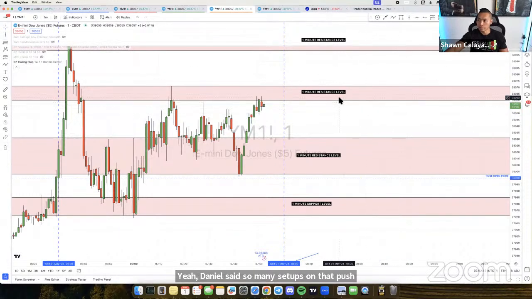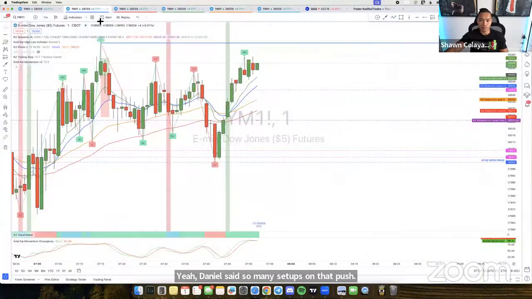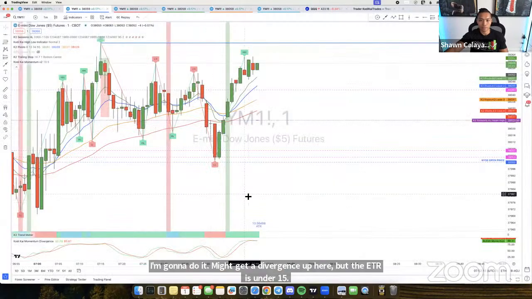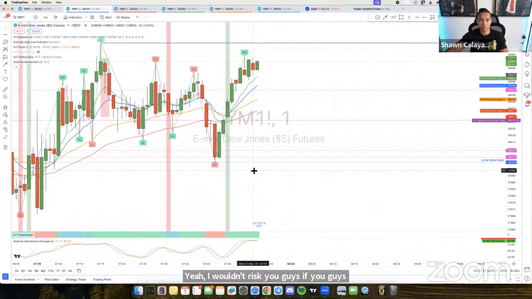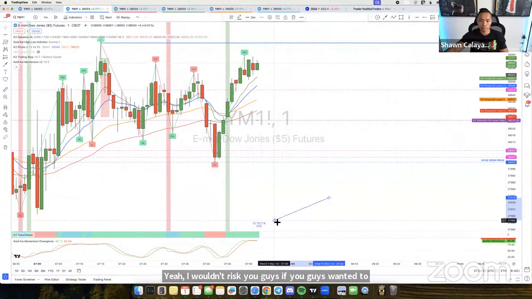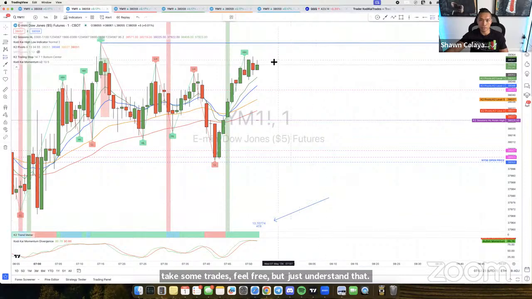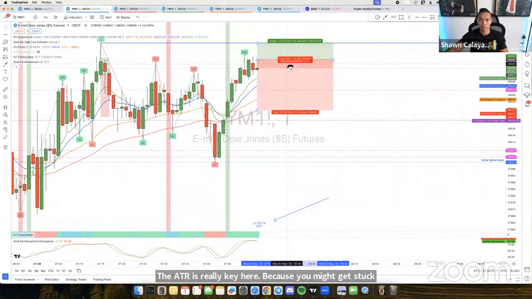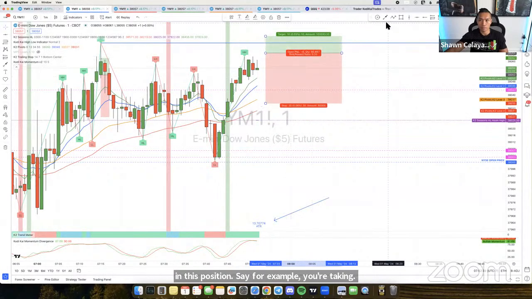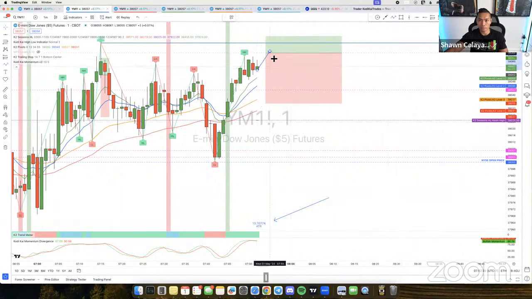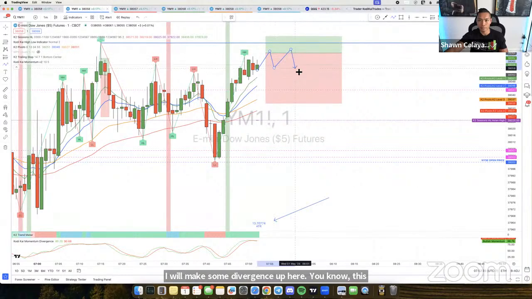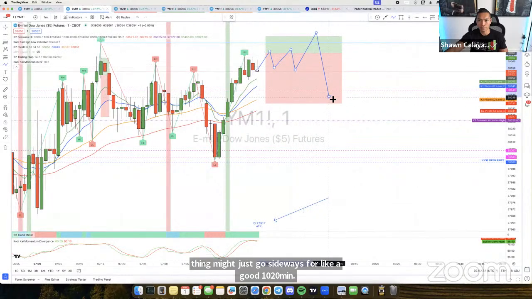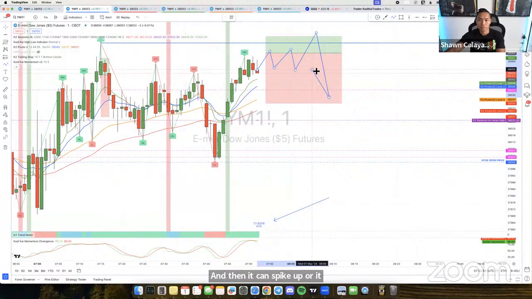Yeah, Medusa might get a divergence up here, but the ATR is under 15. Yeah, I wouldn't risk it, guys. If you guys want to take some trades, feel free, but just understand that the ATR is really key here because you might get stuck in this position. Say, for example, you're taking a momentum divergence up here. This thing might just go sideways for a good 10, 20 minutes, and then it can spike up or it can spike down. So just be smart about it.